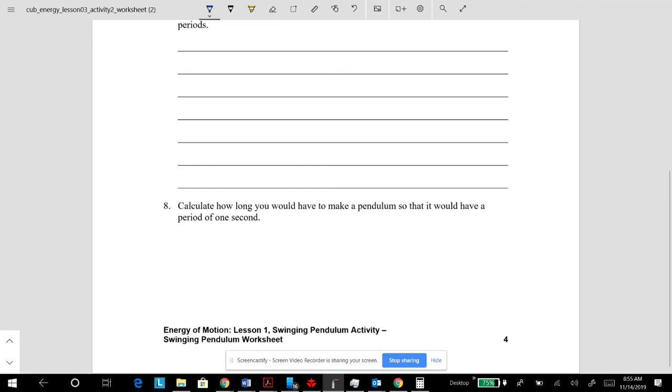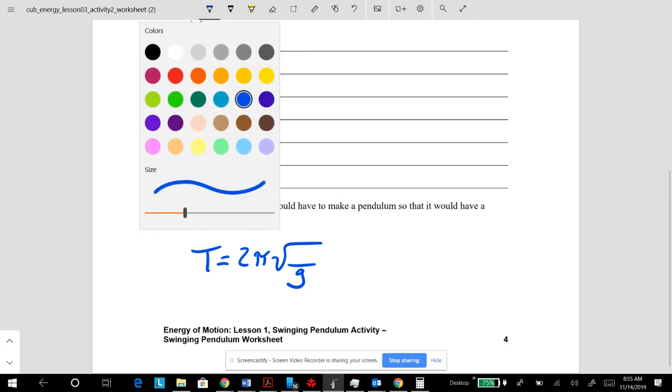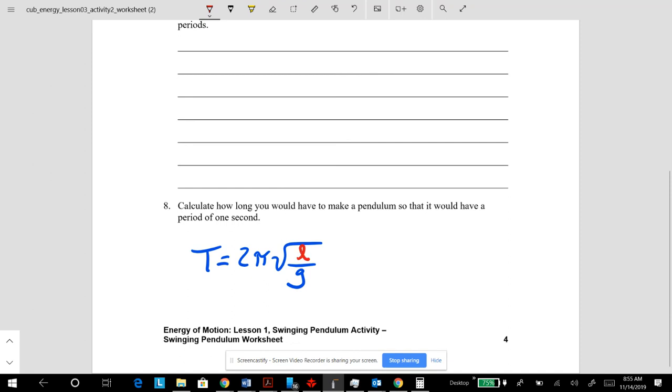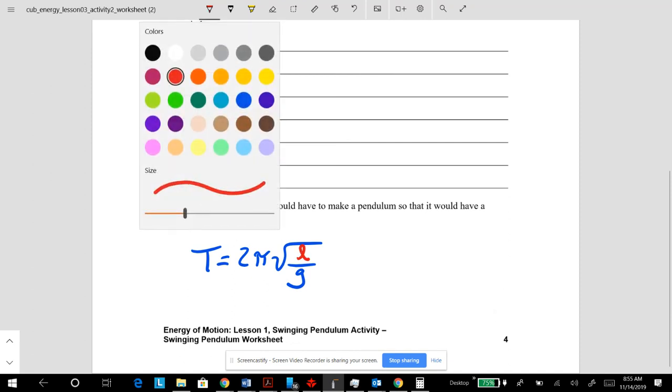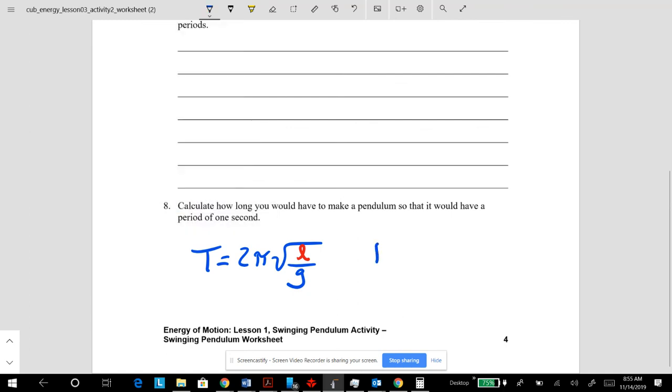And then calculate how long you would have to make a pendulum so that it would have a period of 1 second. That would be the same process right here. T equals 2 pi square root of L over G. You're solving for L, so I'll erase the L and make it a different color, so that way you know what you're solving for. You set the period equal to 1, so 2 pi square root, you're looking for L, and you know G is 10.